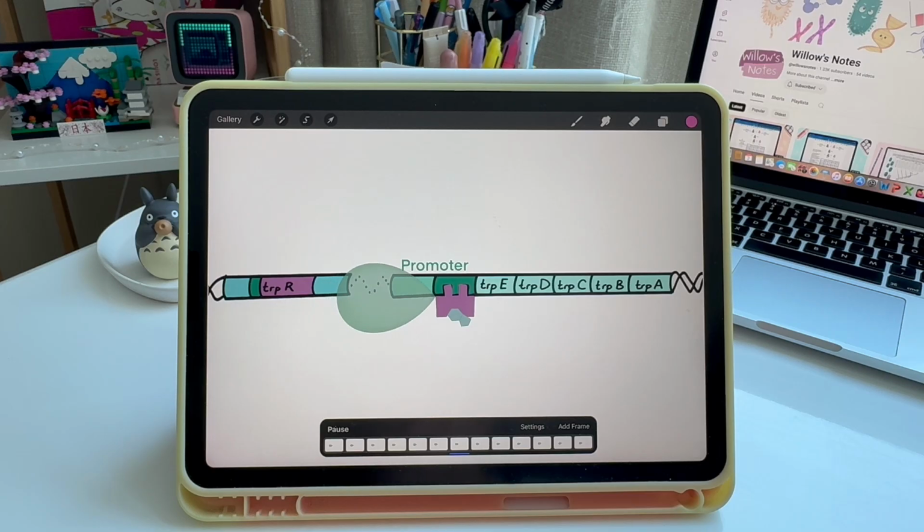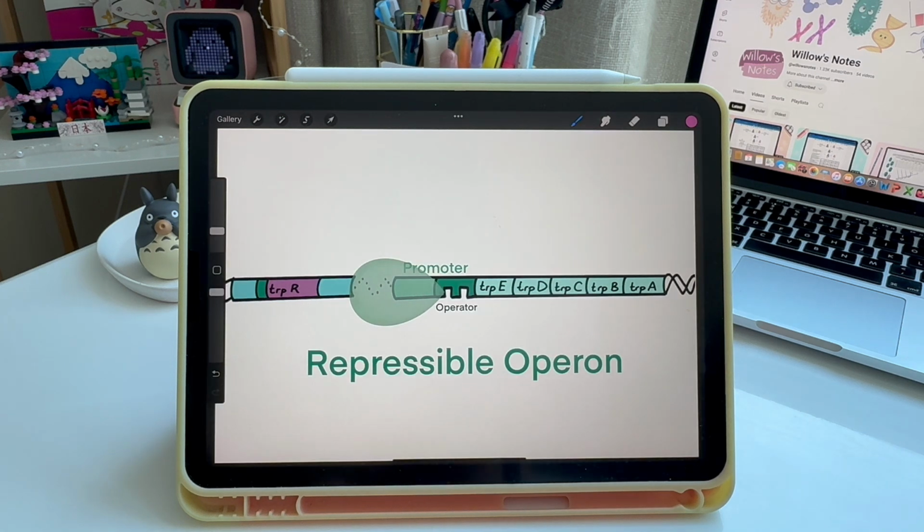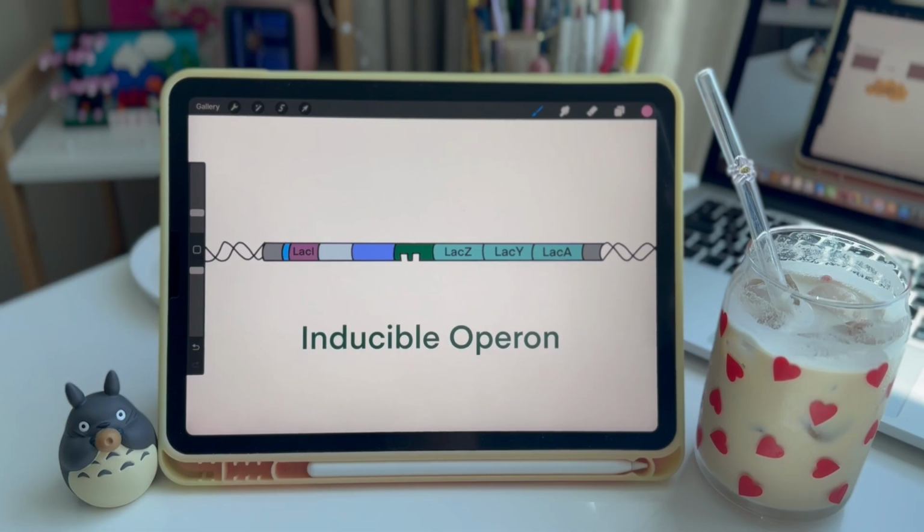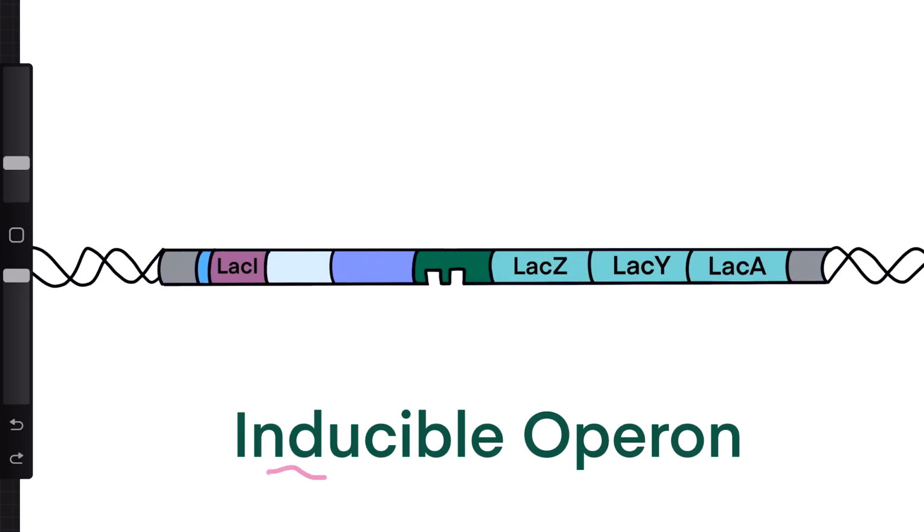In our last video, we talked about the trp operon. The trp operon was an example of a repressible operon. Today, we will talk about an inducible operon, which means an operon that is not active and is induced to become active. The classical example of an inducible operon is the lac operon.